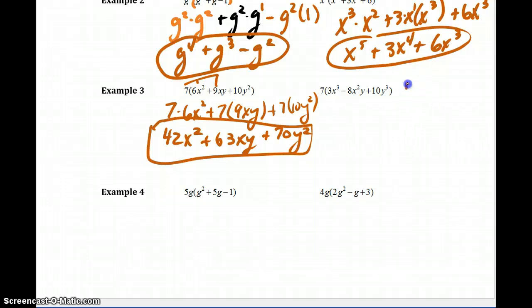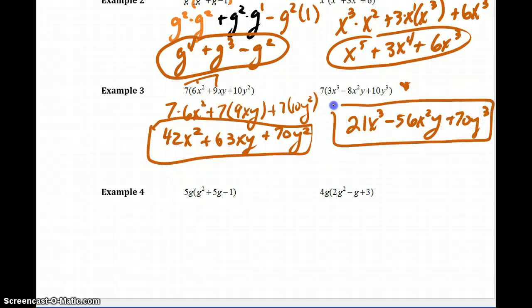Again, I want you to hit pause and complete the next example on your own. This is what your answer should be for this problem. And again, if it was not, go ahead and double check that you did it just like you did example 3, and find your error if you did not get this problem correct.